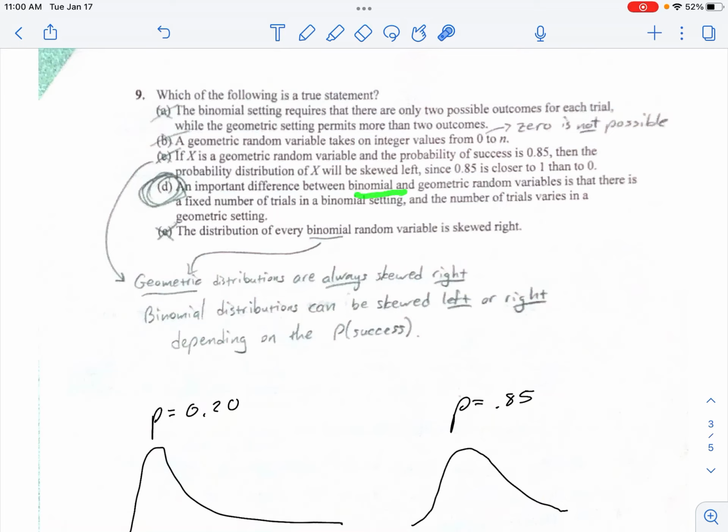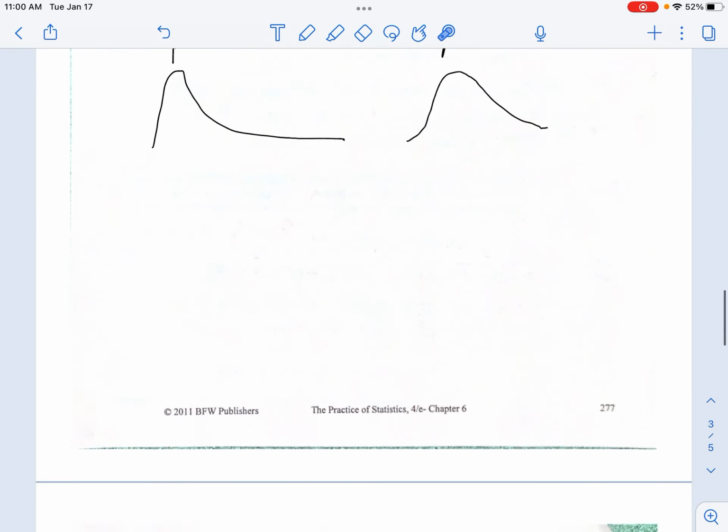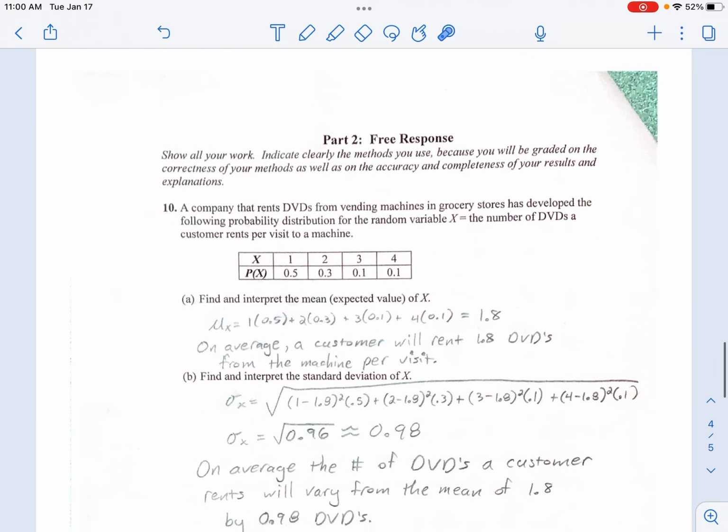D is the one it is, and it just says it's spot on. The difference between binomial and geometric is that there's a fixed number of trials in binomial, check, and the number of trials varies in geometric, check. So it's that one. And then here it says binomial is always skewed right. No, geometric is always skewed right. Okay, that's all your multiple choice, folks.